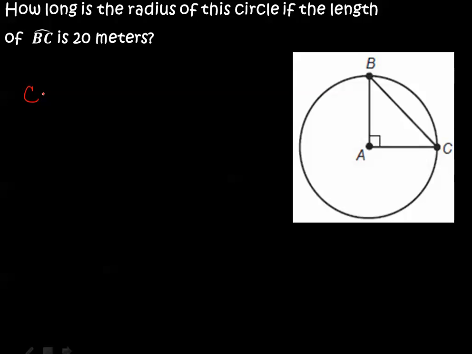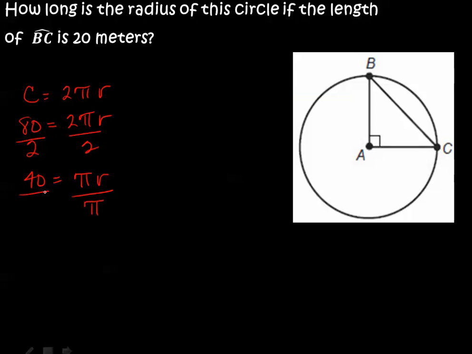So let's say circumference equals 2 pi r. We know the circumference is 80. And I got 2 pi r. So let's just go ahead and divide both sides by 2 to make that easier. 40, and then I have pi r. Then I'm going to divide both sides by pi. Now then, they didn't tell us to leave it in terms of pi or not, but I'm going to. Well, we can go ahead.